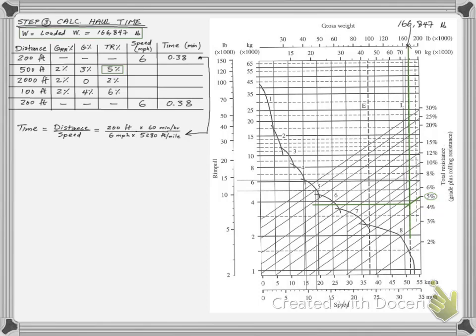We intersect with the 6th gear, which means the scraper will drive at 16.5 miles per hour. We calculate the time for the segment considering its length and speed. We repeat the same process for the other 2 segments, and we add all these segment times to get the total hauling time.